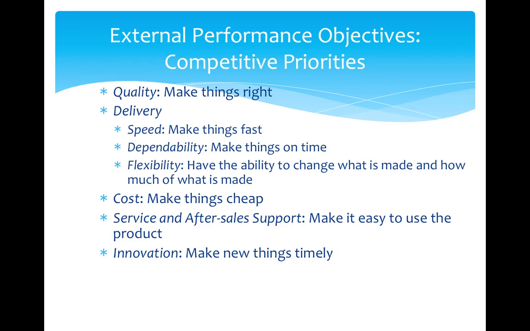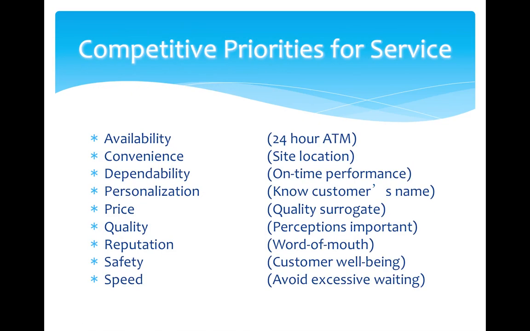We're just going to expand on some of these objectives. So quality, make things right. Delivery, you want to have speed, make it fast, make things on time, be dependable, have the ability to change if we need to. When it comes to cost, make things cheap. Service and after sales support, make it easy to use the product. Innovation, make new things timely. And I should mention that one more area that's now considered is sustainability, environmental sustainability, as a performance objective. And so make things that do not harm the environment. And I should have added that a little earlier.